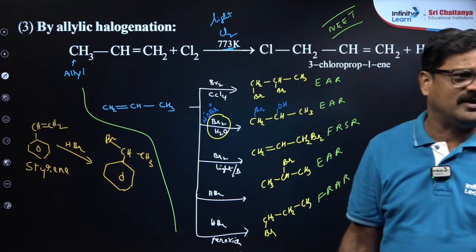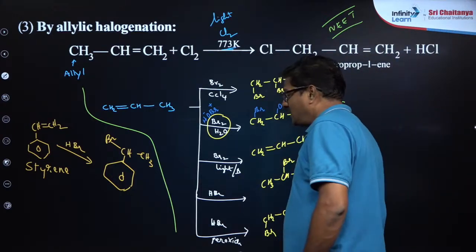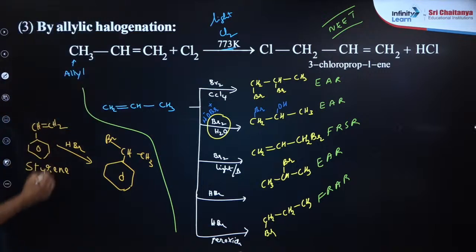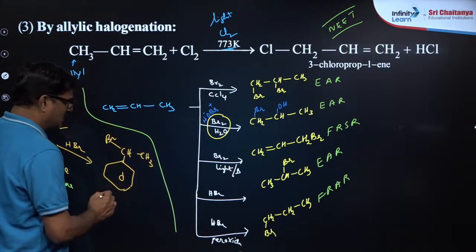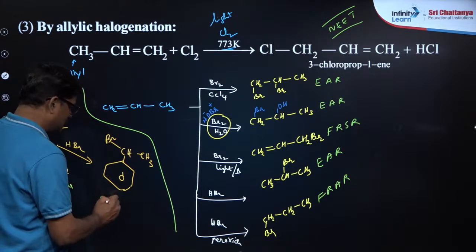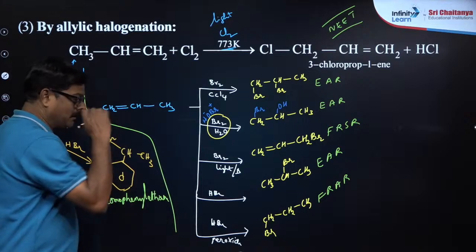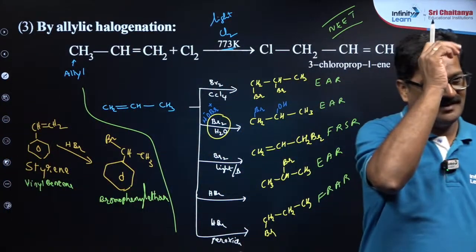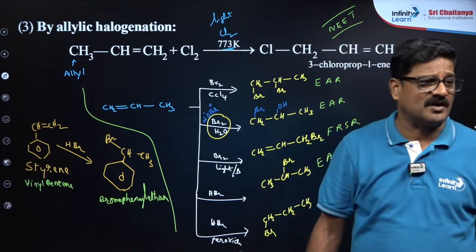So in haloalkanes and haloarenes, yes, the chemical name of styrene is vinyl benzene. This is vinyl benzene. Do you want the name of the product? So it is bromophenyl ethane. One bromo phenyl ethane, you can say, vinyl benzene also you can say. Right? Let's move ahead.